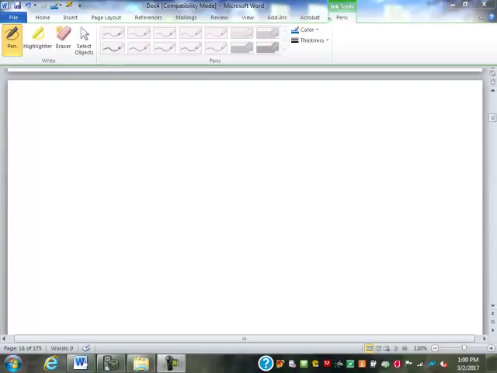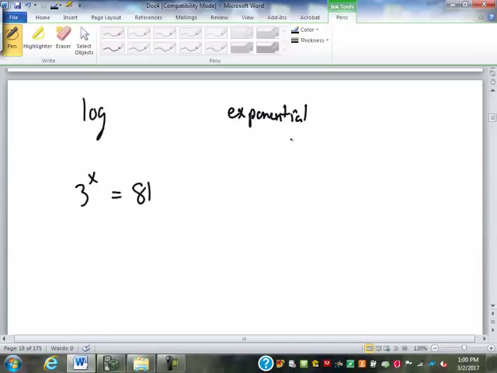Okay, so what we want to start off with today is solving exponential equations. We saw yesterday that we have logs and powers that are opposites, kind of like multiplying, dividing, add, subtract, powers and roots. Well, logs and exponentials reverse each other. If I have 3 to the power of x equals 81, that is an exponential form.